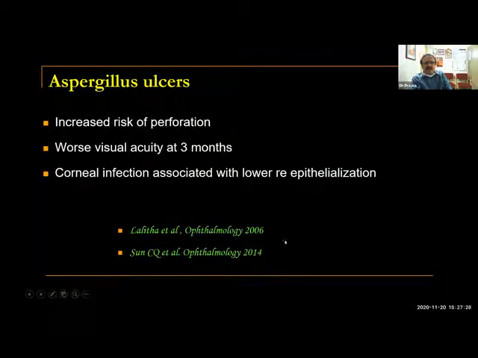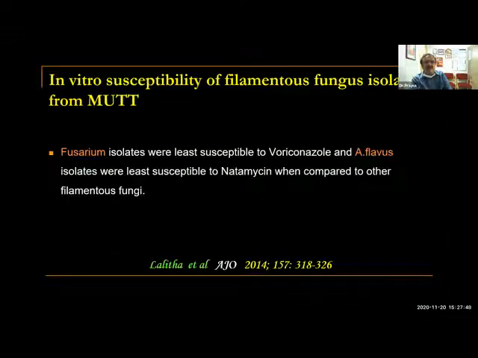Clinically, there have been 2 publications from our group where we show that Aspergillus has an increased risk of perforation as compared to Fusarium. It has a worse visual acuity at 3 months and is also associated with lower reepithelialization. So we know that there are 2 distinct groups of fungal ulcers we are dealing with.